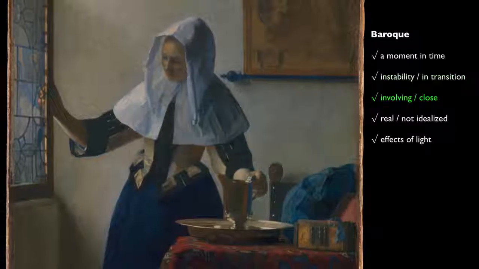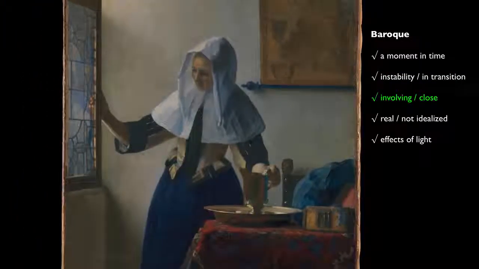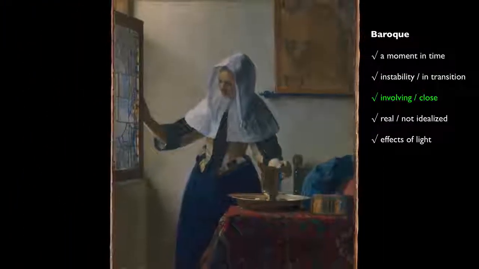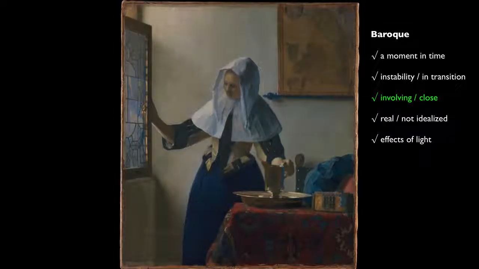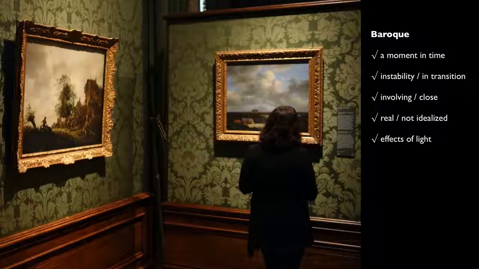We are close to her. We feel as though we could reach out and feel that rug that covers the table. So that closeness that we saw in Caravaggio and Bernini is still here. Let's move through all of these different types of paintings.